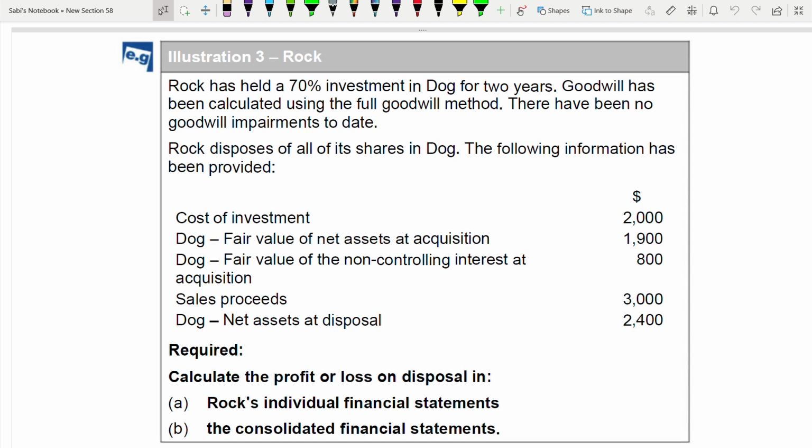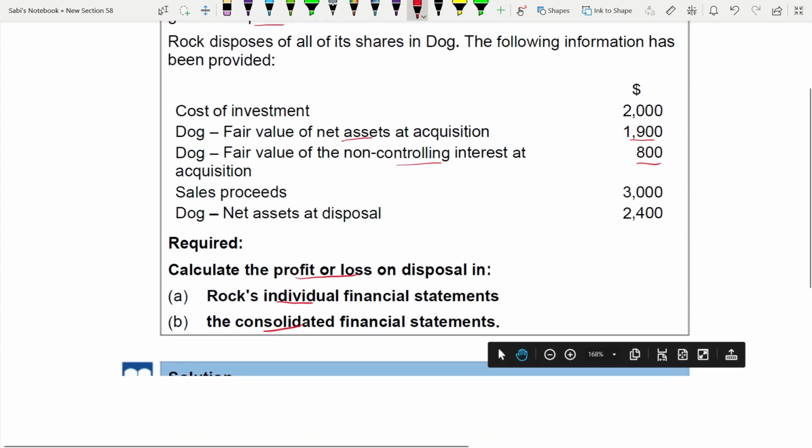Illustration 3. This question is based on the first situation, where you are selling the entire shares, 100% of the shares. He has held a 70% investment for 2 years. Goodwill is calculated using the full goodwill method and there is no impairment. You have been given the information. A, individual financial statements. B, consolidated financial statements. How do you account for profit or loss? The cost of investment, net assets 1,900, NCI 800, sale proceeds and net assets at disposal have been given. Individual financial statements is quite easy.